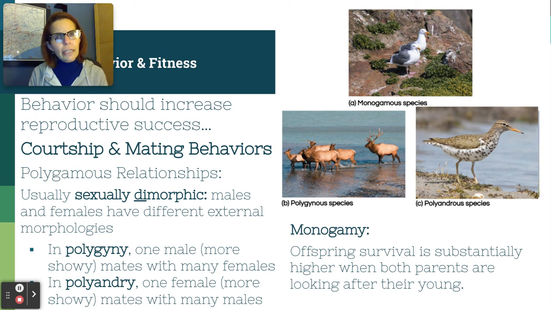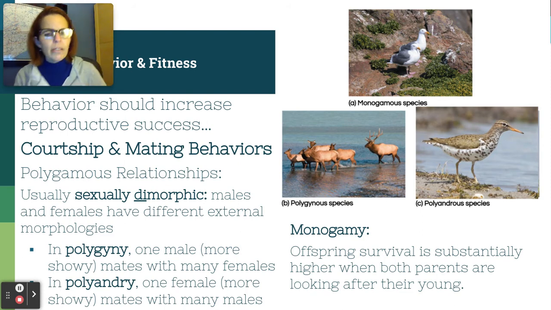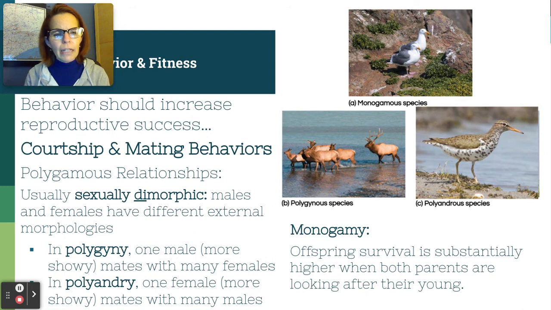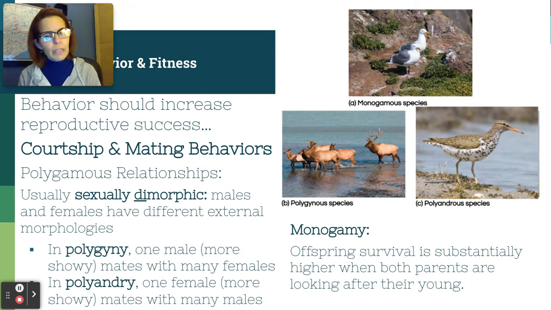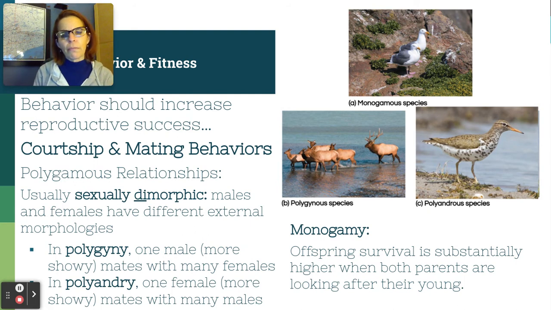So there are the polygamous relationships, which there are two main types. There's polygyny and polyandry. Polygyny is more common. That's where we have one male. They tend to be showy, like in the elk. You can see he's got the big antlers, and he has many female mates. But there's also polyandry, and we see polyandry somewhat common in some types of fish and some types of birds. But that's when we have one female and then they mate with many different males.